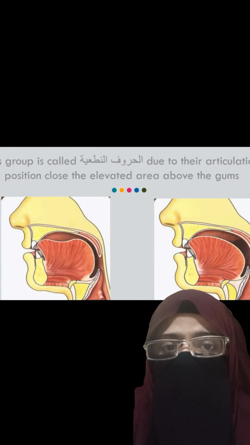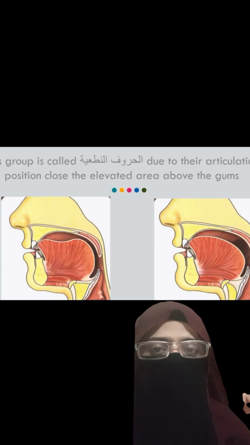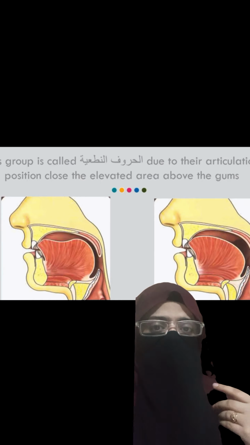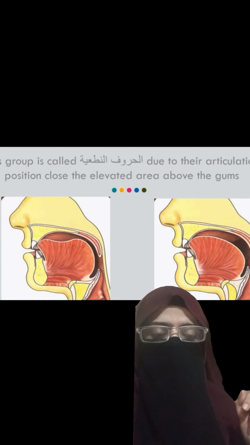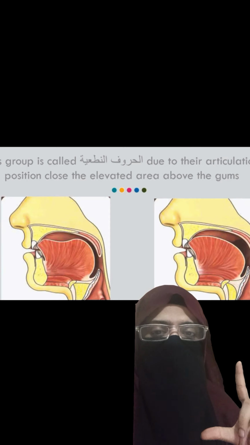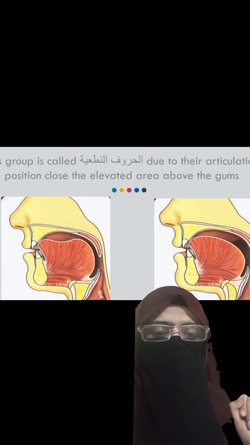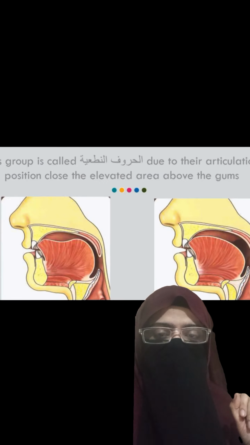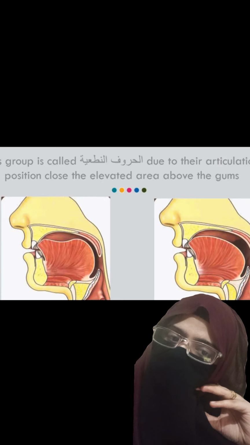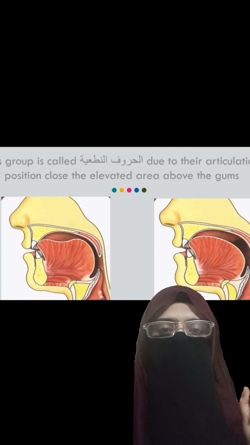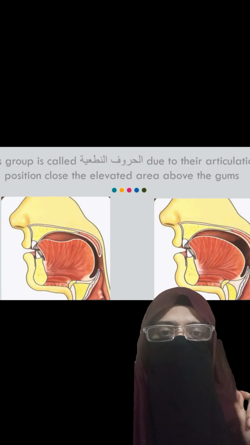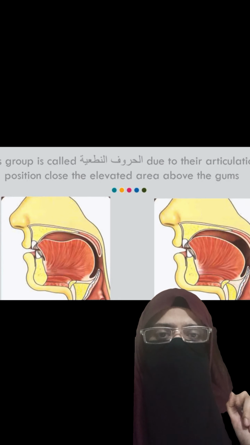Although these three letters share some articulation points, each has its own unique quality, Sifaat. Cover the letters ta, dal, and tho, for example, ta with ta, dal with dal, tho with tho. Articulation points, or makhraj: the common articulation points.